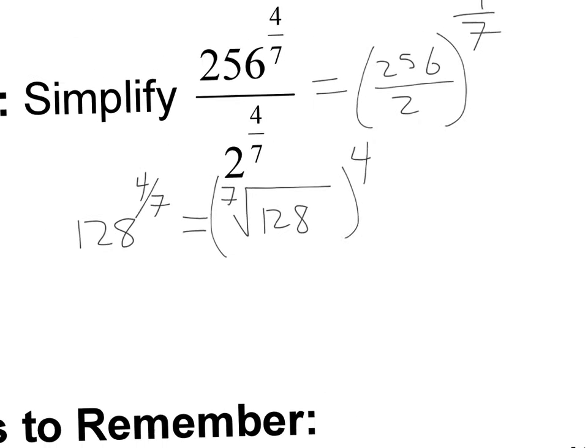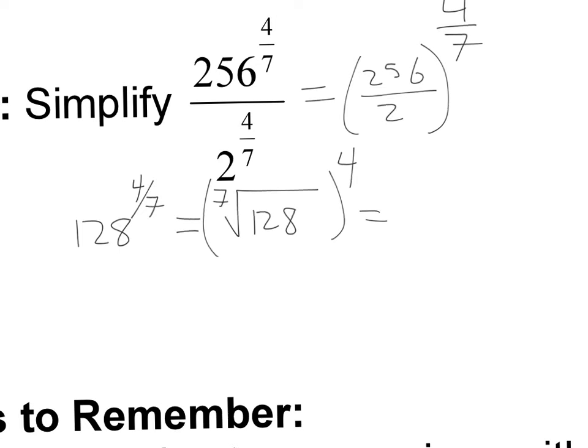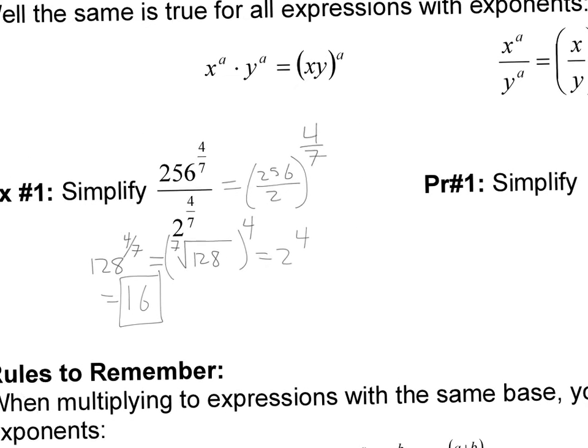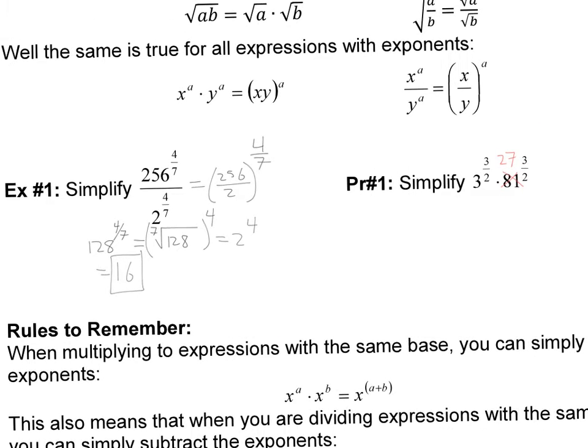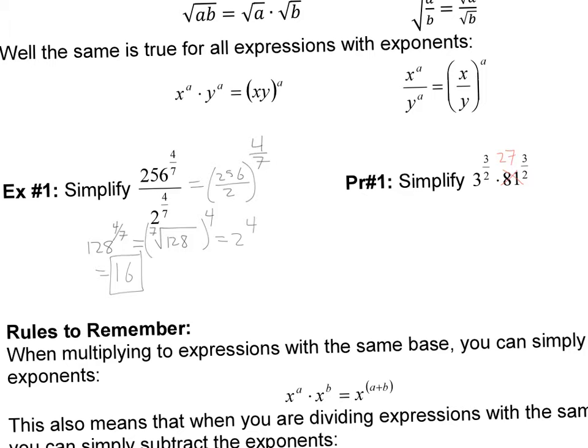All right, let's keep going then. So that means this is just 2 to the 4th. And what is 2 to the 4th? Well, 2 to the 4th is 16. And so this whole thing just simplifies down to 16. Again, just using my rules and just simplifying it down. All right, try practice number 1. Remember, that's not an 81. It's supposed to be a 27. Try that on your own, and then unpause the video when you're ready to check your work.